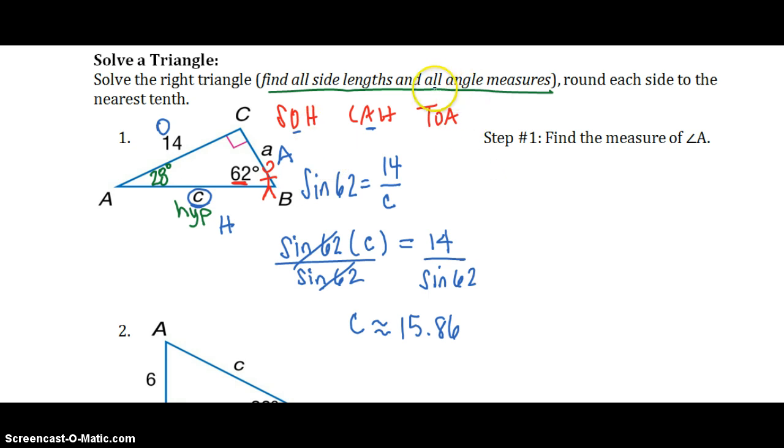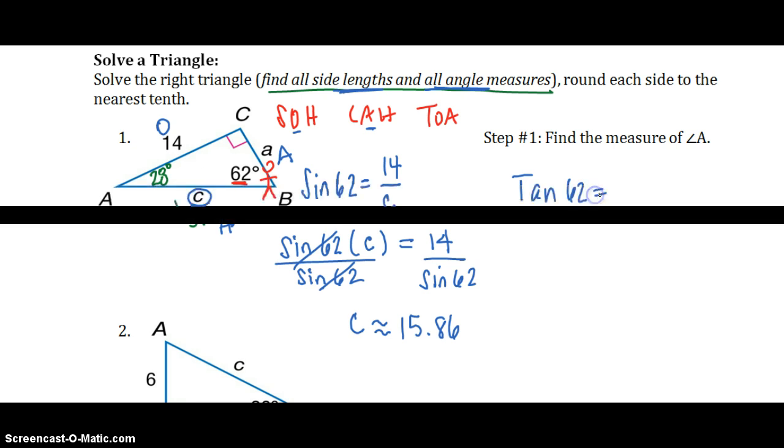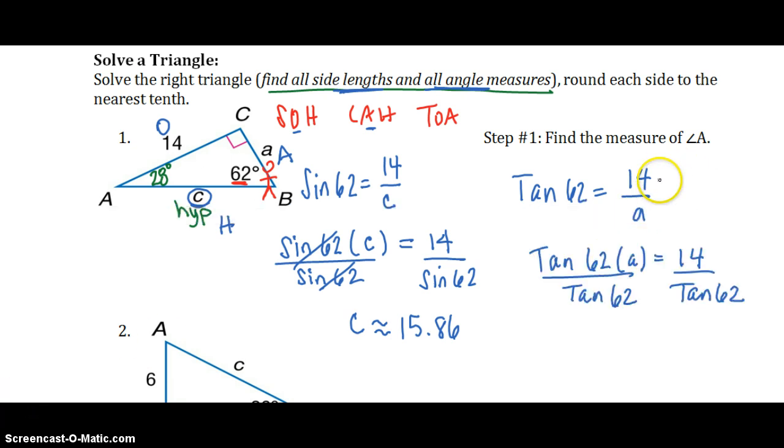Now we are supposed to find all missing angles and lengths. So that means I also need to find side A. I have two choices. I could use Pythagorean theorem, which works great, or I can now use the tangent of 62. Let's practice using our trig ratio. The tangent of 62, TOA, equals opposite, which is 14, over adjacent, which is called A. So TOA, opposite was 14 over adjacent, which was A. Cross multiply. The tangent of 62 times A equals 14. Divide both sides by the tangent of 62.